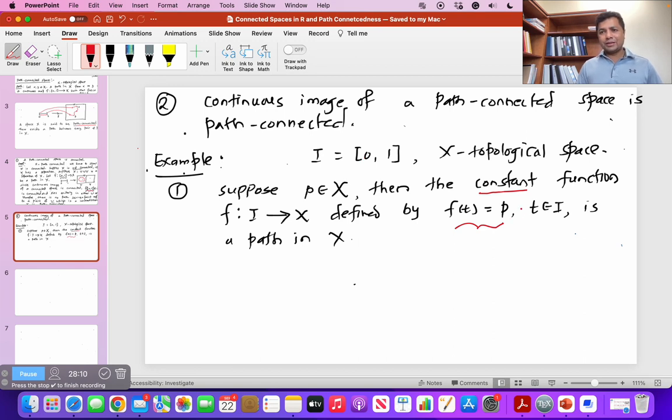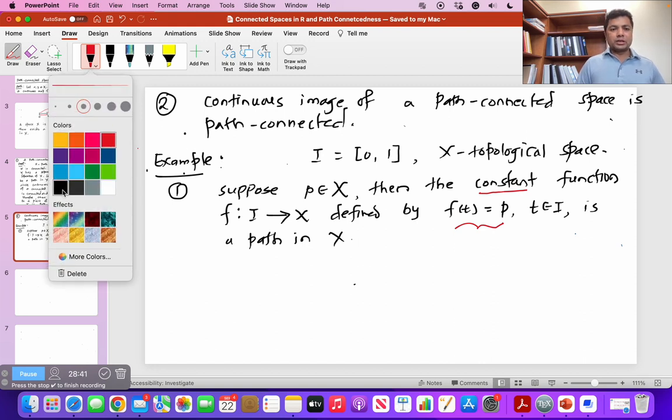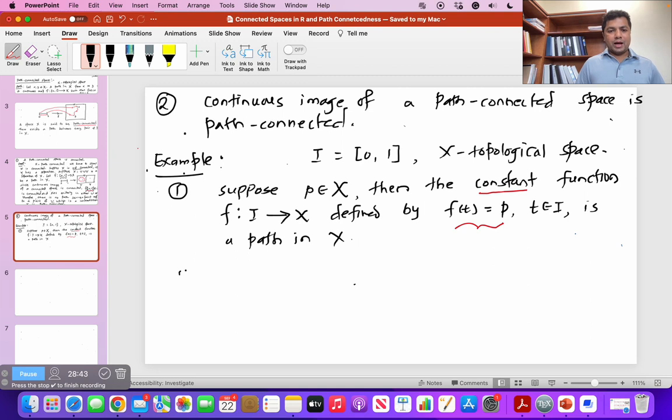Also it has to map 0 to one end of the path. So we are saying the path is from point P to itself. Since f maps every point of this interval to P, that means f maps 0 to P and also 1 to P. So it also satisfies the second condition for a path. So a constant function is a path in a topological space from a point to itself. So maybe you can say it is a point path. Okay, so this is one example of a path.